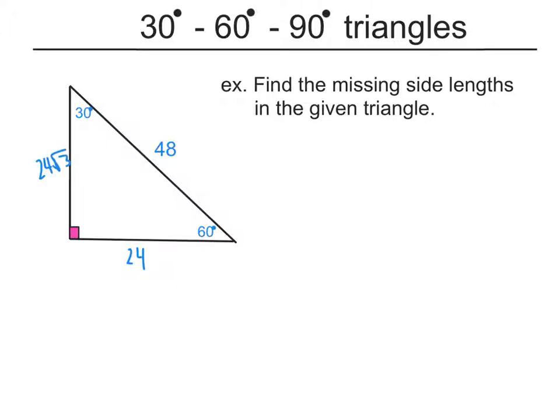And there's my pattern. Across from the 30 is half of what's across from the 90, so this is a 1 to 2 ratio. And then across from the 60 is root 3 times bigger than what's across from the 30. So here to here, this is a 1 to root 3 ratio. All right, seems easy enough. Let's do another one.